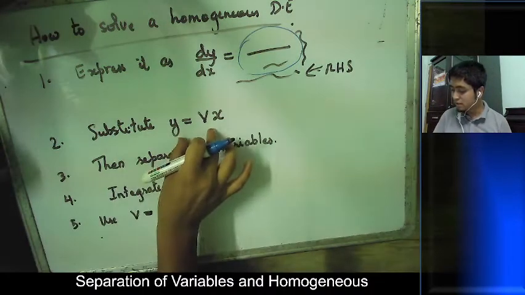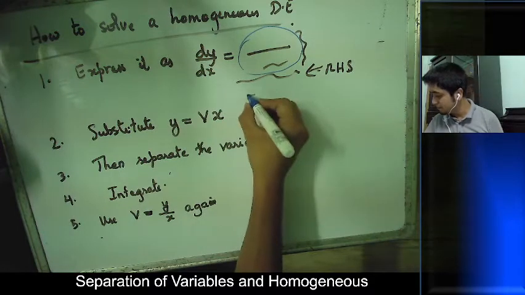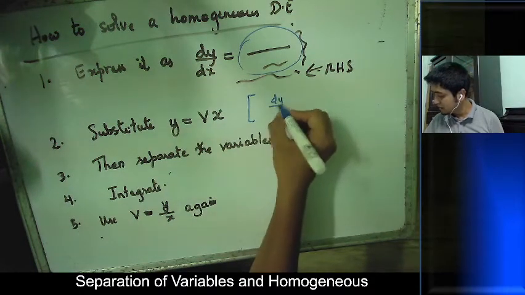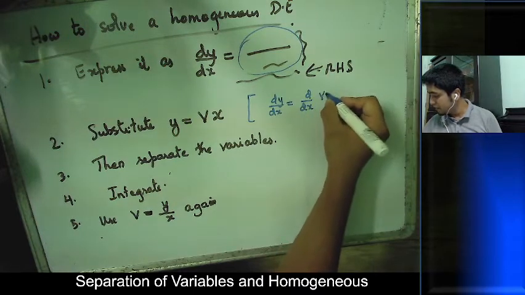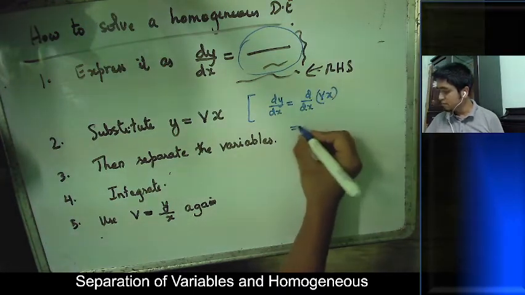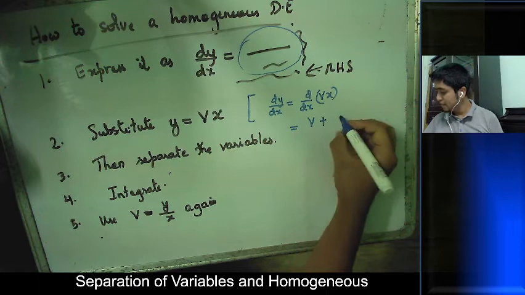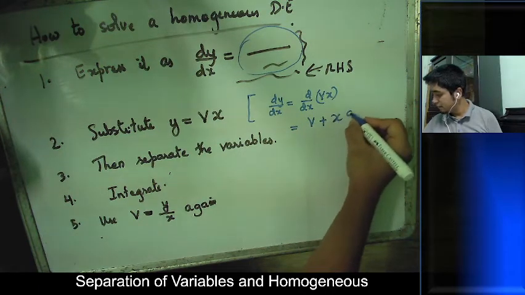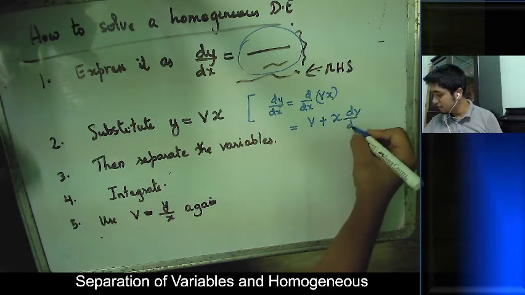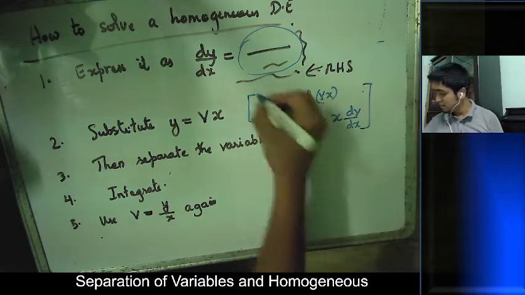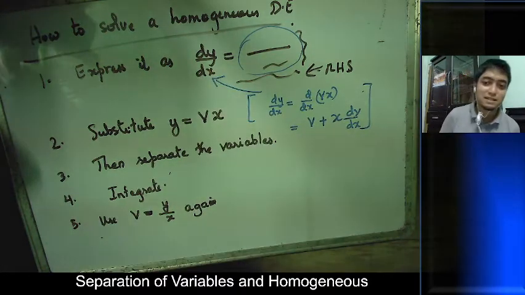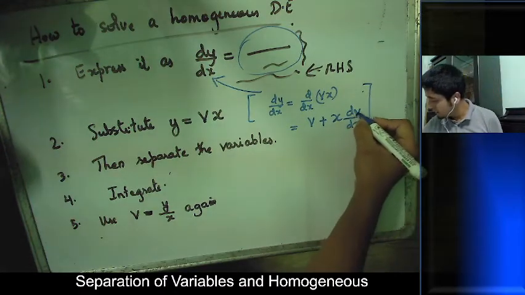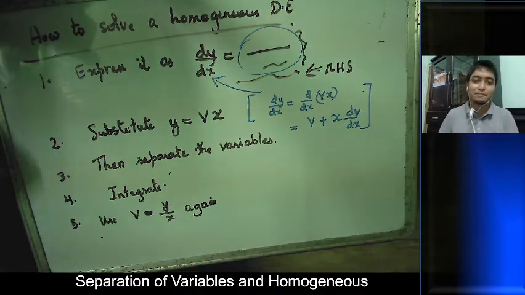But what happens if you substitute this in the left hand side? dy/dx will be d/dx of vx. You can use the product rule and you'll be getting v plus x dv/dx. So the left hand side can be replaced by v plus x dv/dx. Keep this in mind.